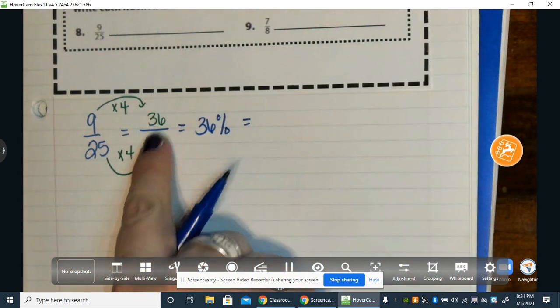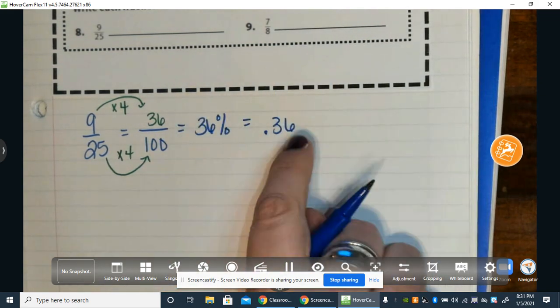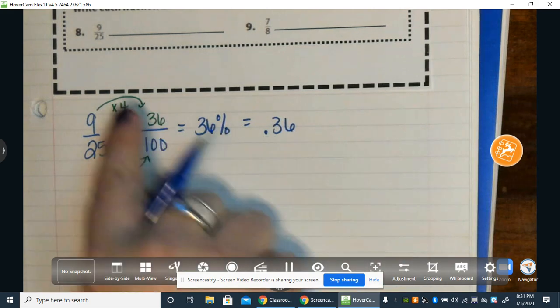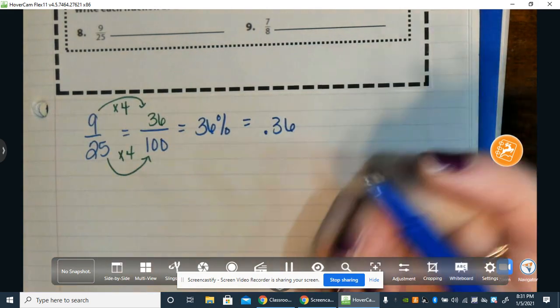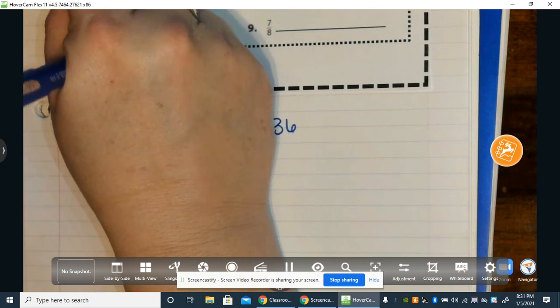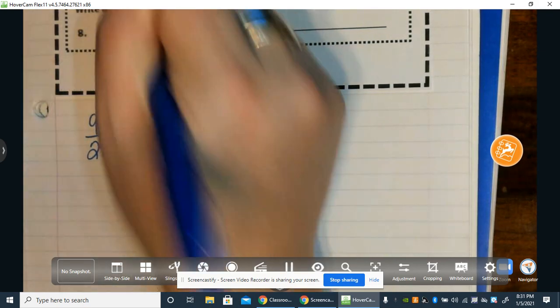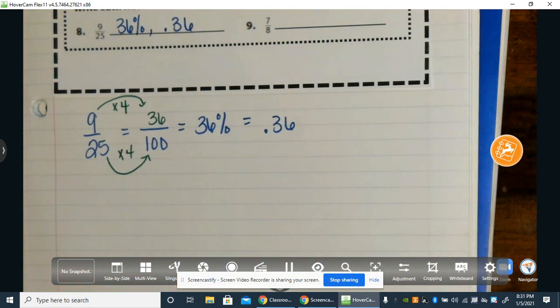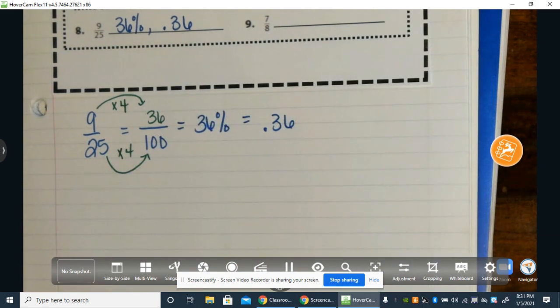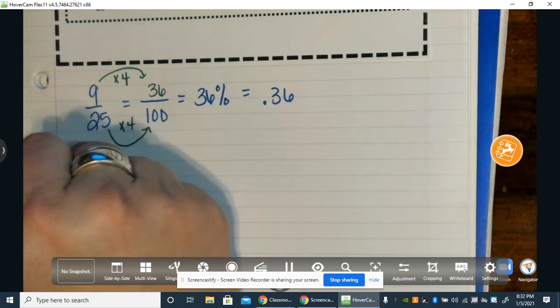And as a decimal, 36 hundredths, think about place value. 36, that 6 is in the hundredth spot. So 9 25ths is 36% and 36 hundredths. All right. The other one that it did, I'm going to do right here, 7 eighths.